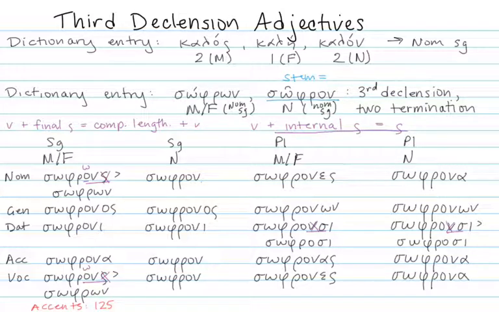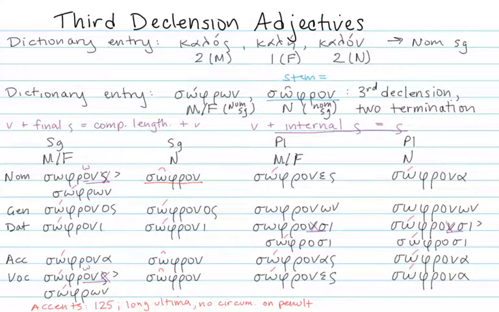For accents, again, I'll direct you to page 125. There's a couple of rules I can tell you about. One of them is that if the ultima is long, you can't have a circumflex on the penult. So that means that in the masculine and feminine nominative singular, because the ultima is now omega nu, you have to change that circumflex to an acute.